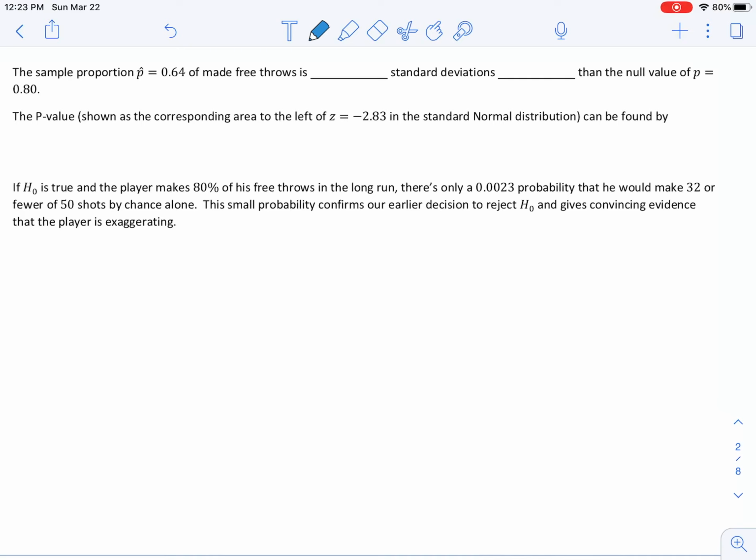So the sample proportion p-hat of made free throws we now know is 2.83 standard deviations below the null value of 0.80. So if I'm trying to find the p-value, I'm trying to find the probability of this. You could use that table, or we could use our calculator. We already know it's normal, so I'm just going to use normal CDF. We are going below this z-score value, so I'm just going to put negative big number.